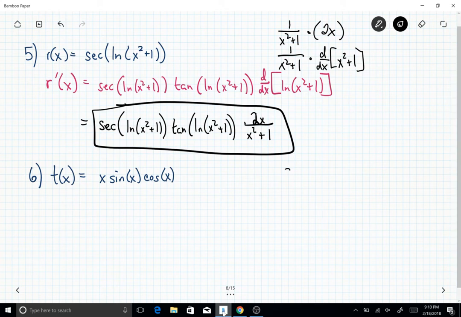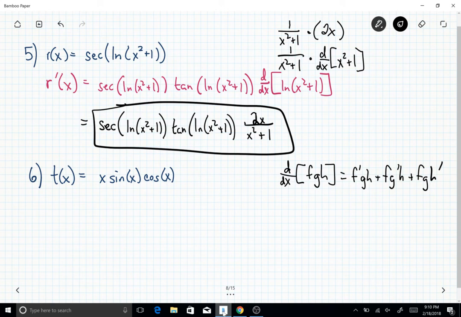Okay, moving forward, we can extend the power rule. If you take the derivative with respect to x of f times g times h, that should be f prime gh plus f g prime h plus f g h prime. And why do I mention that? Well, notice we have a product of 3 functions.